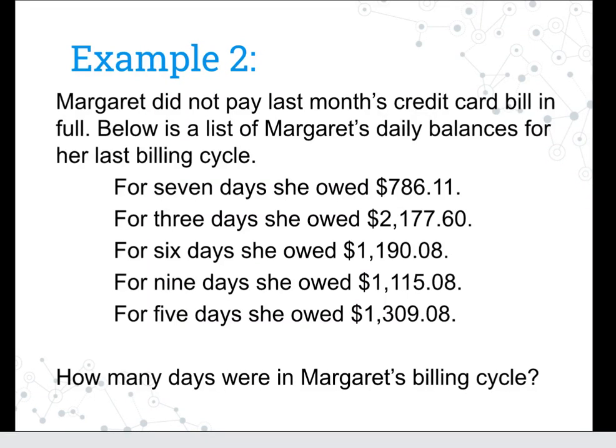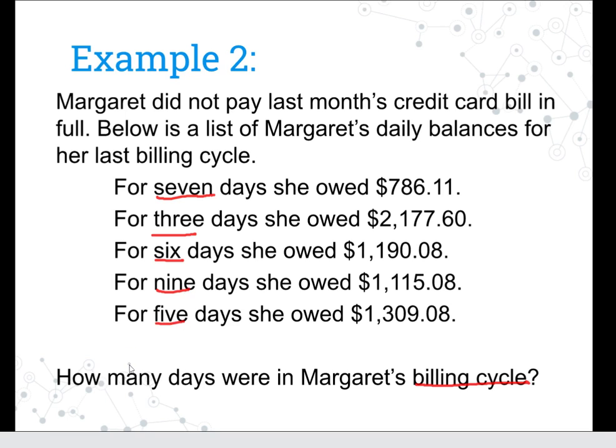So with example 2, we have information that Margaret did not pay last month's credit card bill in full, and there's a list of the daily balances for her last billing cycle. So a list of how many days she owed what amount of money. And so the first question that we're being asked here is about how many days were in Margaret's billing cycle. And so the billing cycle, we would just add up how many days are listed here.